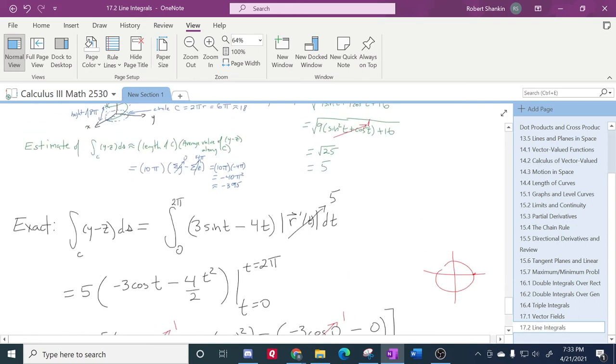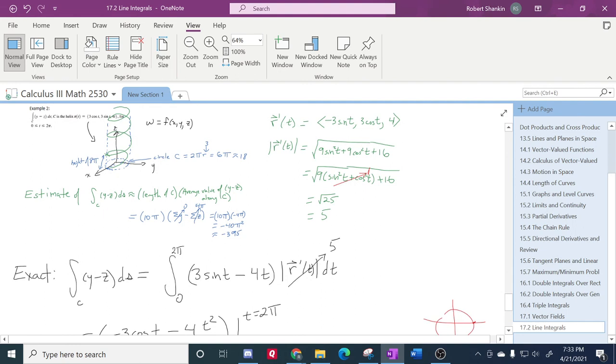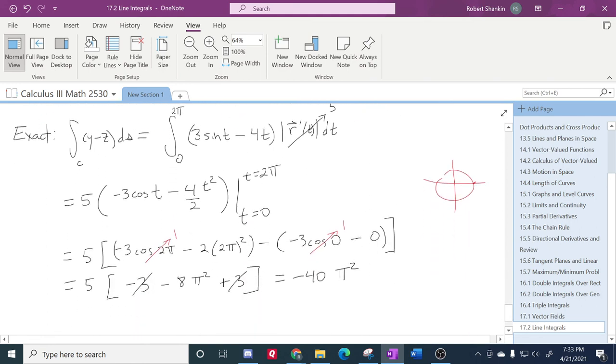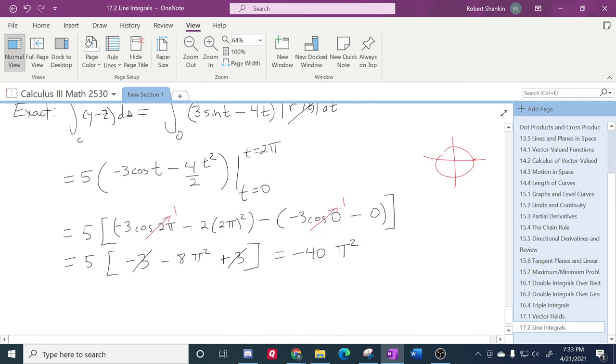Now what did I estimate it before? Negative 40 pi squared. Ah, Rowan, when you said it was exactly 10 pi, I wasn't really believing you. But look at this, it turns out to be exactly what we had estimated. Agrees with estimate.